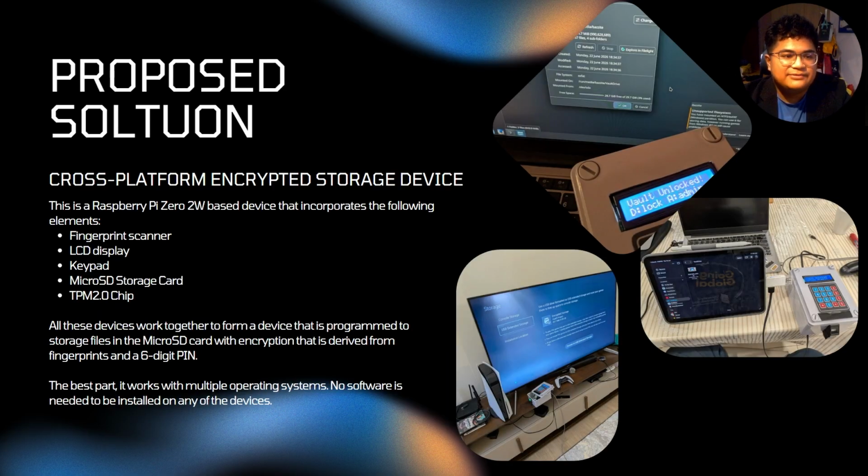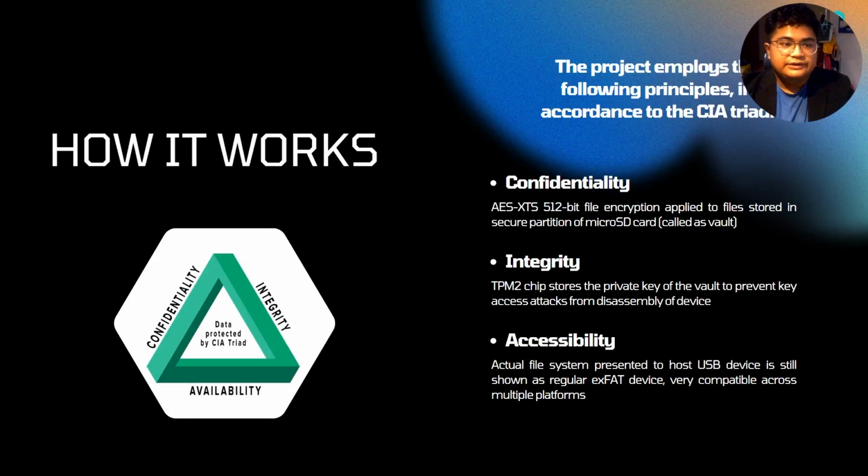So the proposed solution is the product, as I mentioned earlier, combining a fingerprint scanner, LCD display, keypad, micro SD storage card, and a TPM 2.0 chip. All these devices work together to form a device that is programmed to store files in a micro SD card with encryption that is derived from the fingerprint and the 6-digit PIN entered by the user. And the best part, it works with multiple operating systems. No software needs to be installed on any devices. In fact, there's a bonus: there's a PlayStation 5 right over there, completely working with the storage device that I've made. Now, how does this product work?